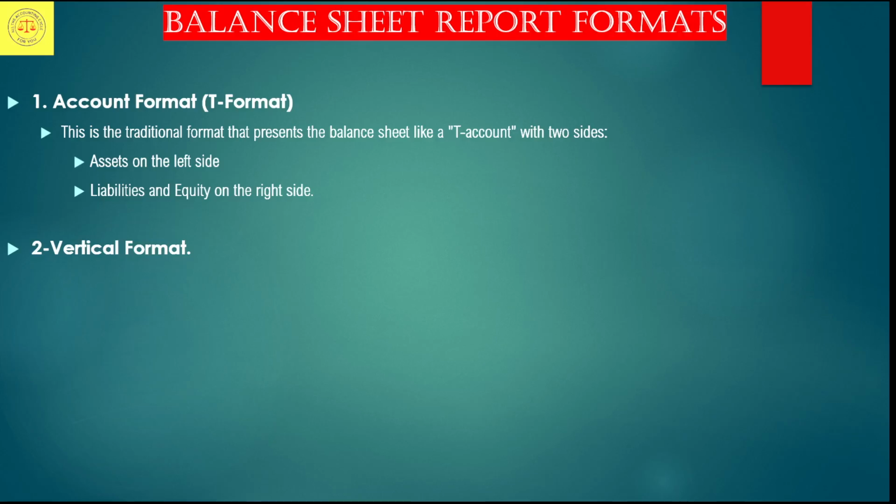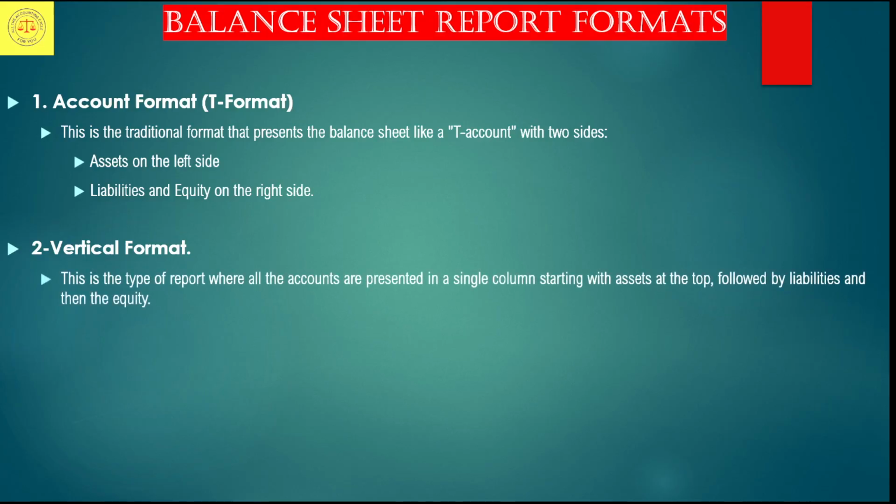Now we have another one. This is a vertical format. This is the type of report where all the accounts are presented in a single column, starting with assets at the top, followed by liabilities, and then by the equity.